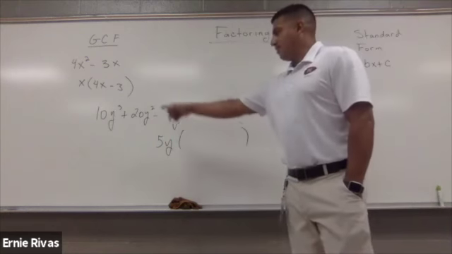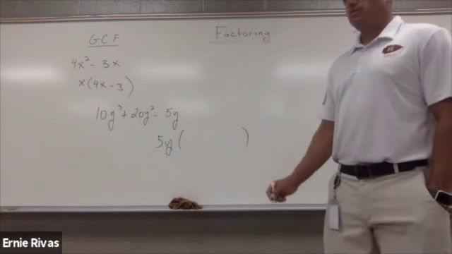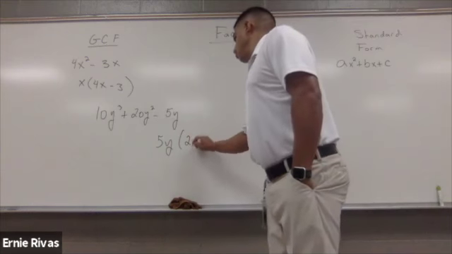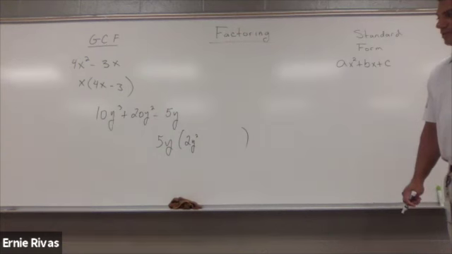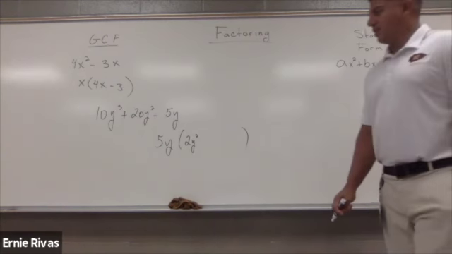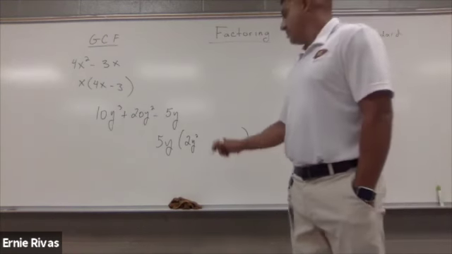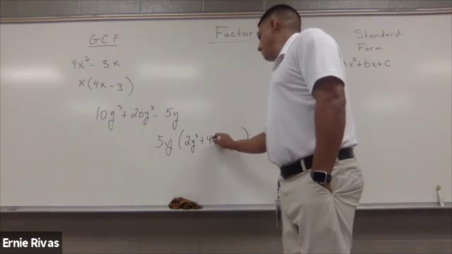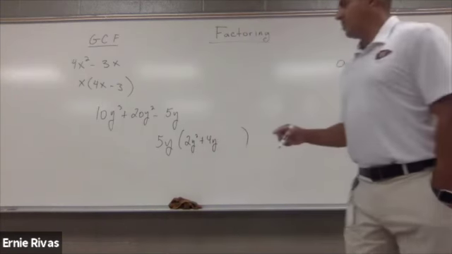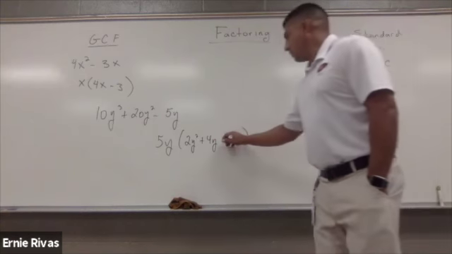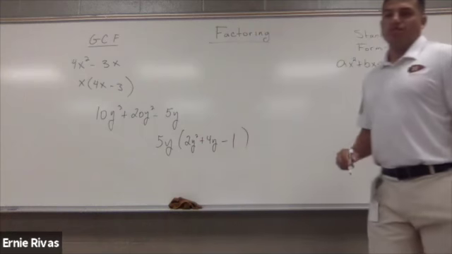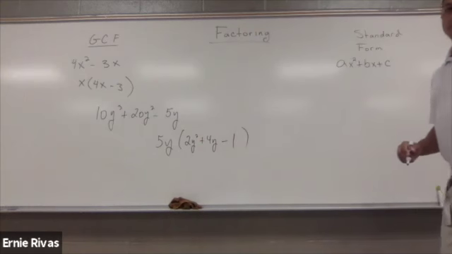What would I multiply 5y by to get 10y cubed? 2y squared, right? How would I get to 20y squared if I'm multiplying it by 5y? Good. And then 5y to get to negative 5y, what would I do? Negative 1. So anything times negative 1 doesn't change the value.